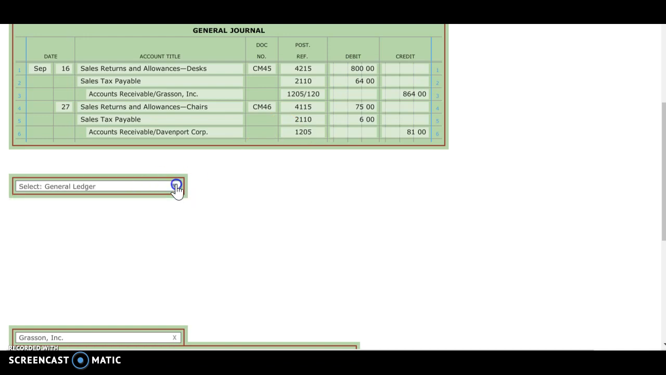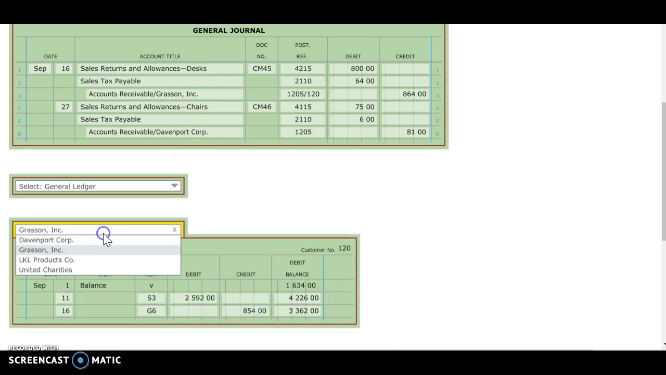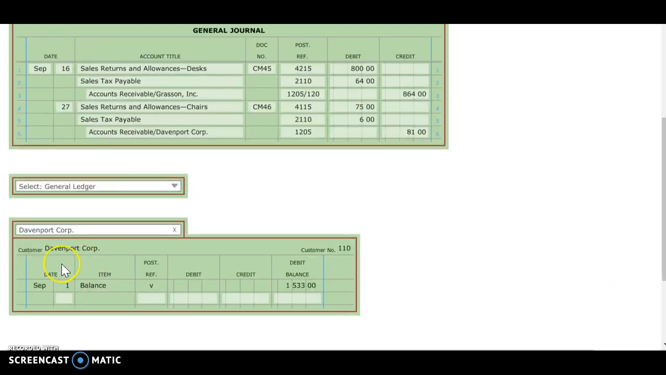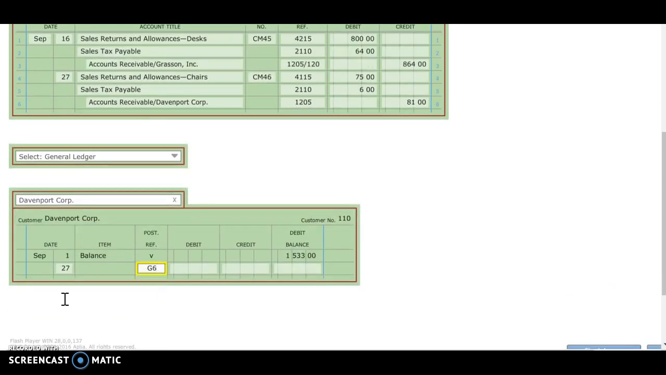And then I need to post also to Davenport Corporation. The date is the 27th, General Journal page 6. I have a credit of $81. And my new balance there is going to be $1,452. And then we will add that account 110 to the end.